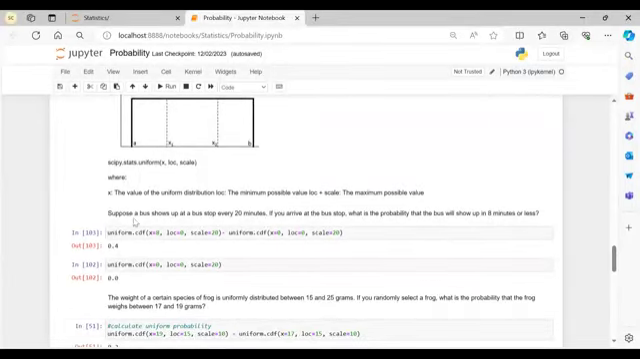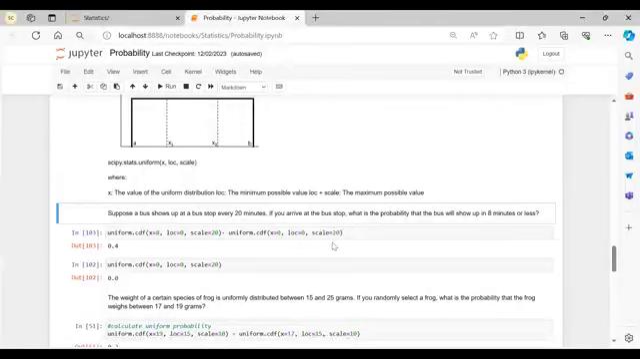So for example, suppose a bus shows up at a bus stop every 20 minutes. If you arrive at the bus stop, what is the probability that the bus will show up in 8 minutes or less? So here we have this range. The range is given, every 20 minutes. So in a 20 minute range, the bus comes.